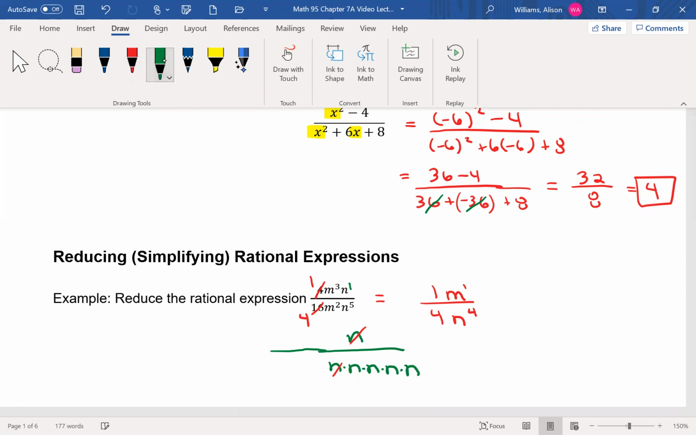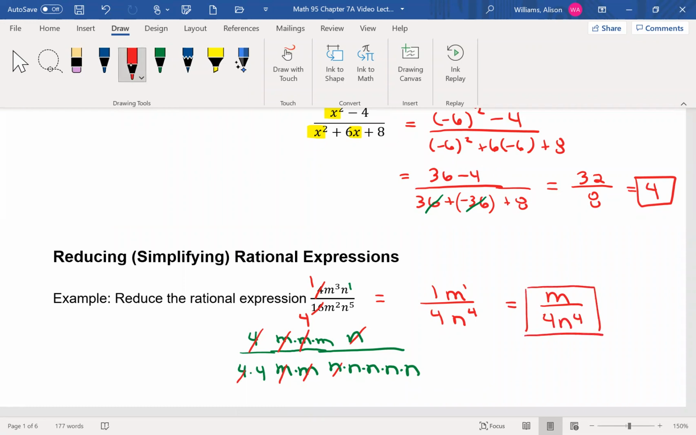I could have done that. M cubed gives me 3 m's in the numerator here, and then m squared in the denominator. I could cross off 2 m's in both, and I'm left with a single m in the numerator. And it does work with the numbers, but we typically don't do it like this. I could think of 16 as 4 times 4, and I could reduce a 4, left with a 4 in the denominator. Okay, so the final answer is, we typically don't write all the ones, we just write m over 4n to the 4th.